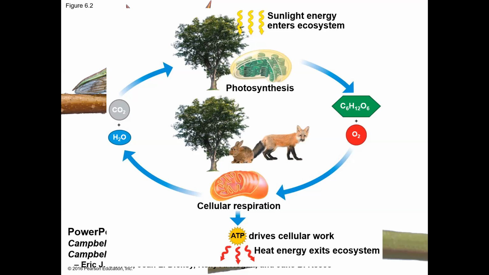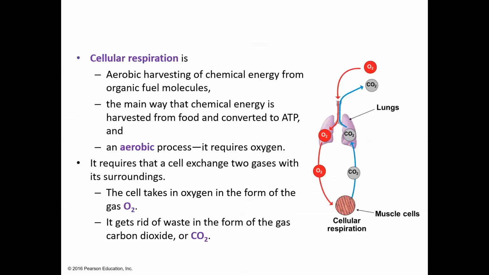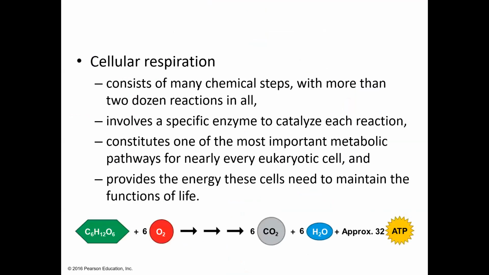As a matter of fact, the photosynthesis and cellular respiration chemical formulas are opposite each other for this very reason. Cellular respiration is the aerobic harvesting, meaning taking oxygen from the air. If it's an aerobic process, it requires oxygen. If it's anaerobic, it does not require oxygen. Anaerobic can sometimes mean poisonous, especially for some bacteria. So it requires that all cells exchange two gases with their surroundings, that would be CO2 and O2.